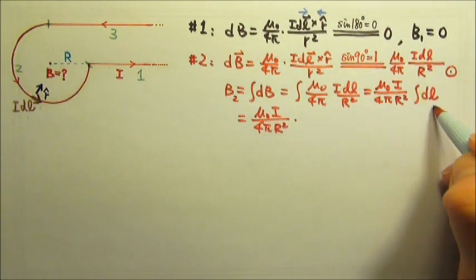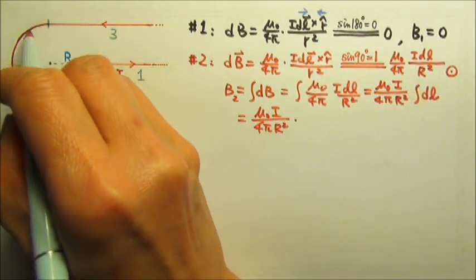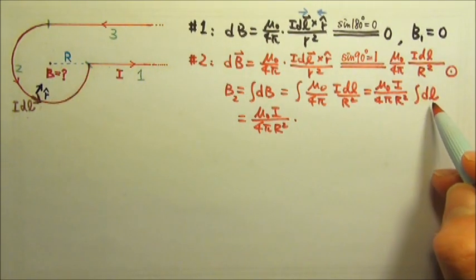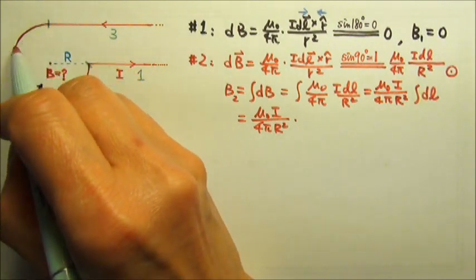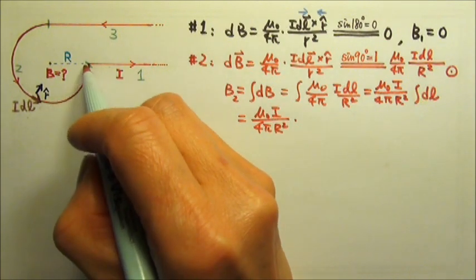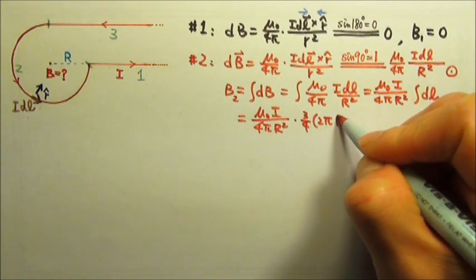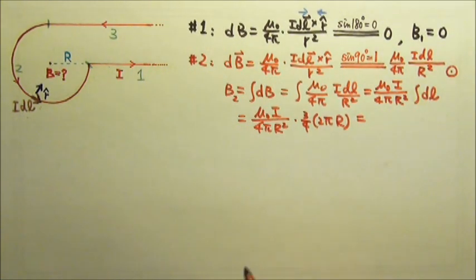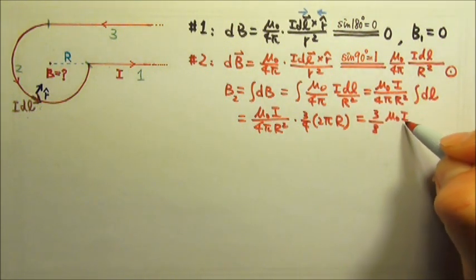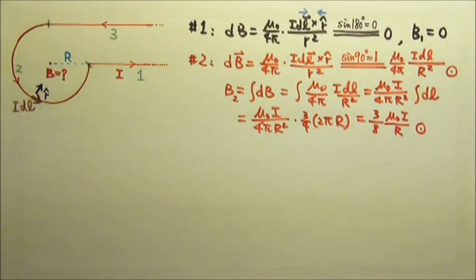And what is the integral of dL? dL is little segments of the current along this 3/4 of a circle. So the integral of scalar dL is the length of this entire segment, which is 3/4 of the circumference. So it is 3/4 times 2πR. And when we simplify this, we'll get 3/8 μ0 I over R. And it's in the out of the page direction.